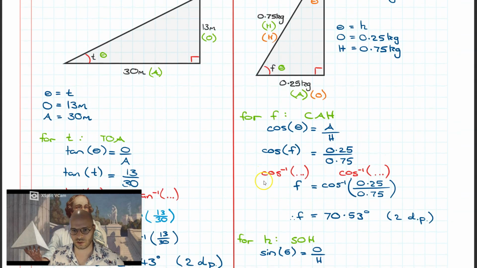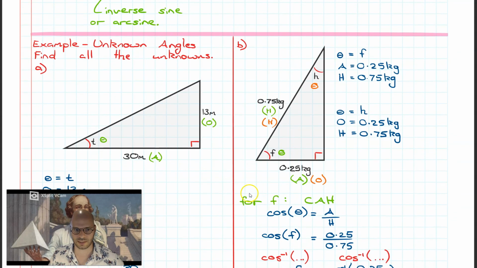So in conclusion, what we had a look at in this video was how we can calculate unknown angles within right-angled triangles when we're given two side lengths.